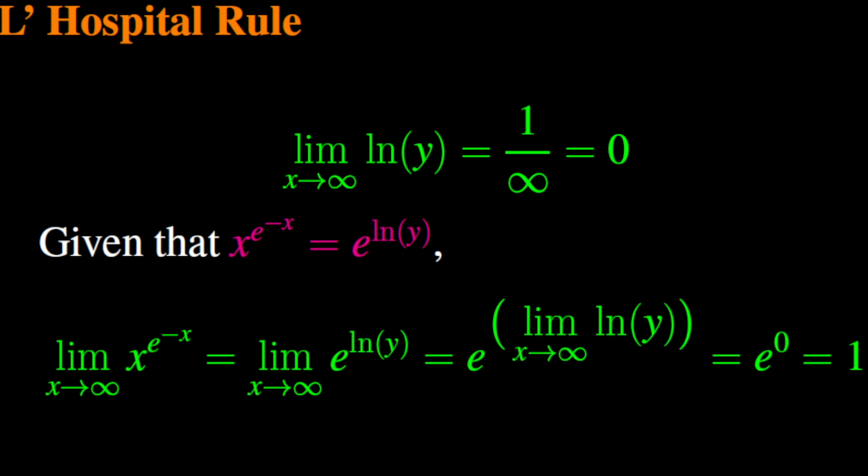So, the limit as x goes to infinity of x to the power of exponential of negative x is equal to the limit as x goes to infinity of e of log of y, which is equal to the exponential of the limit as x goes to infinity of log of y, which is e of 0. And this is equal to 1. Finally, the limit of our expression x to the power of exponential of negative x when x goes to infinity is 1.